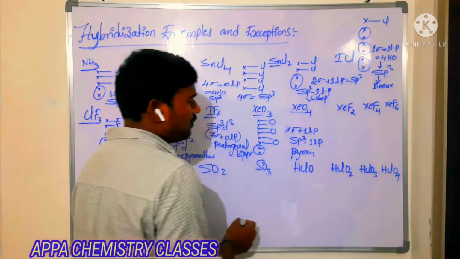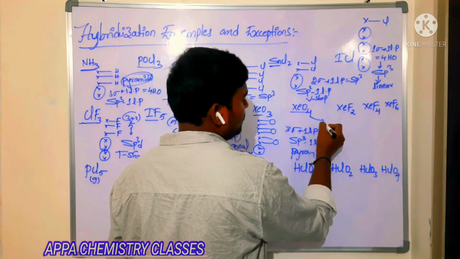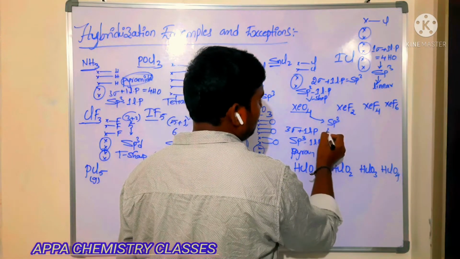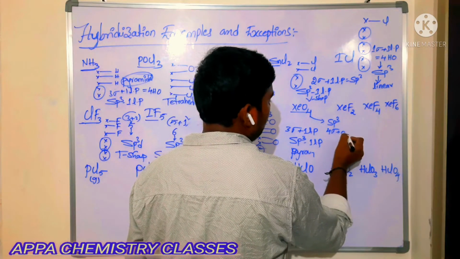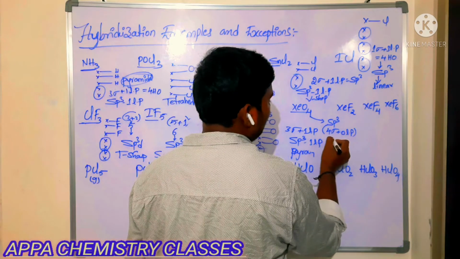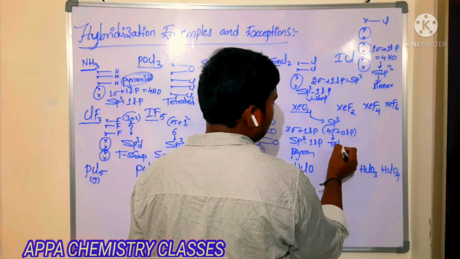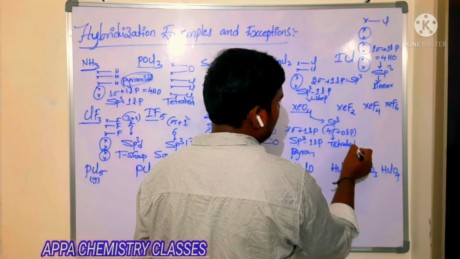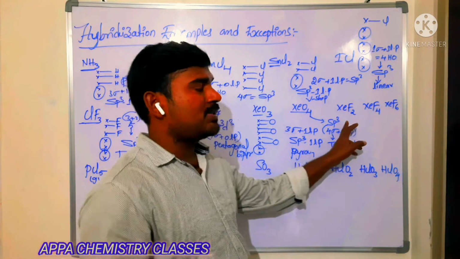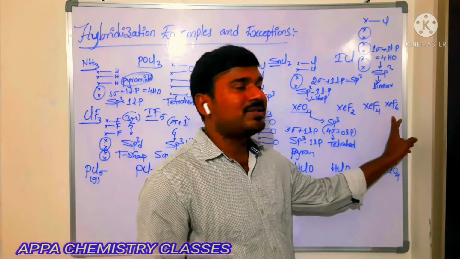Now XeO4. What happens in XeO4? It also shows sp3 with 4 sigma bonds plus 0 lone pairs. So which geometry is it? Tetrahedral shape. Is that clear? Tetrahedral. We have already seen these examples: XeF2, XeF4, XeF6.